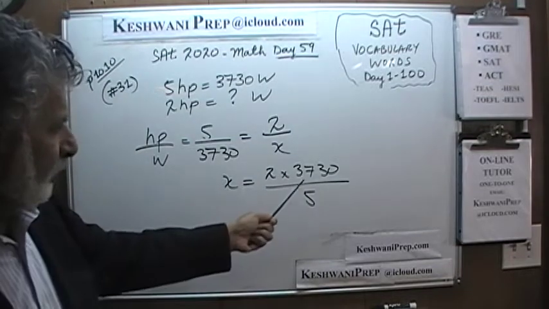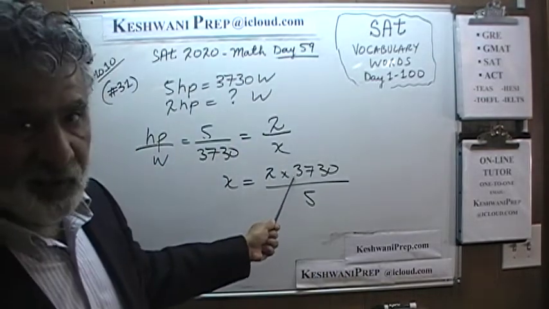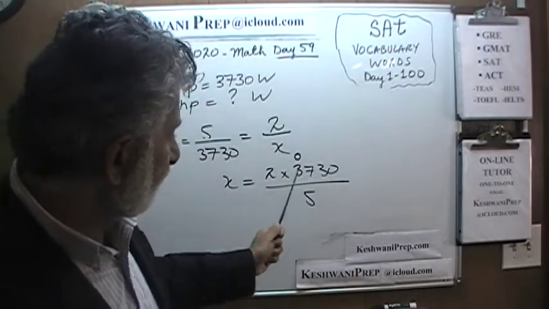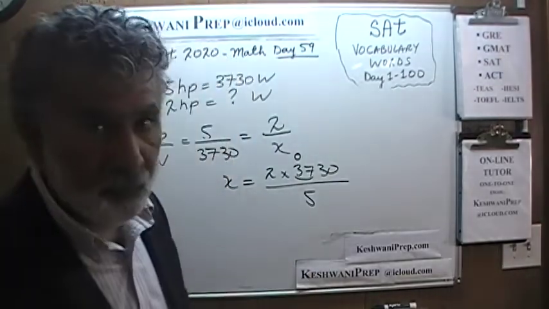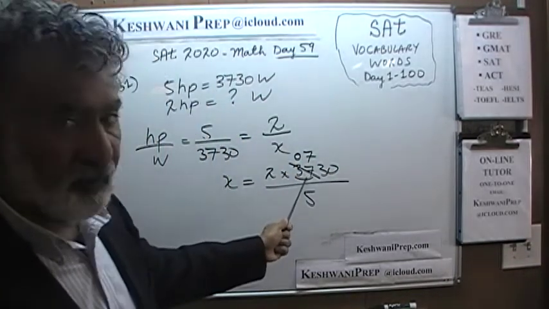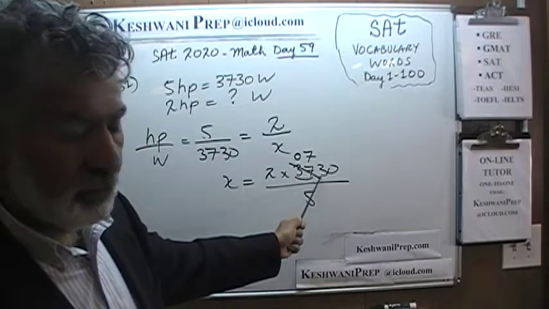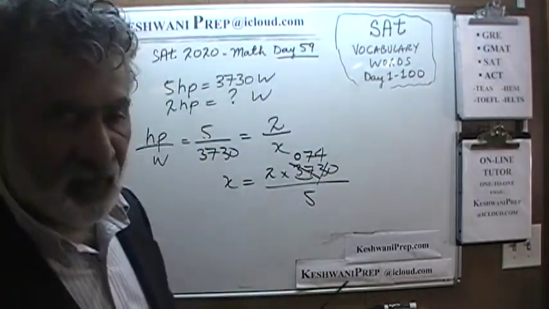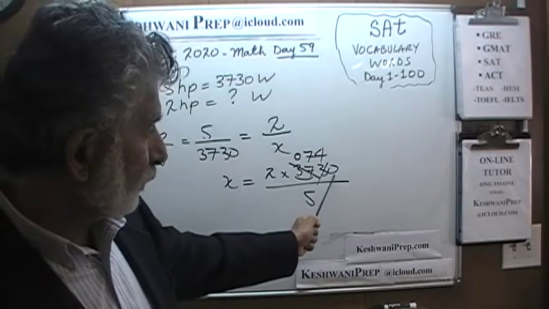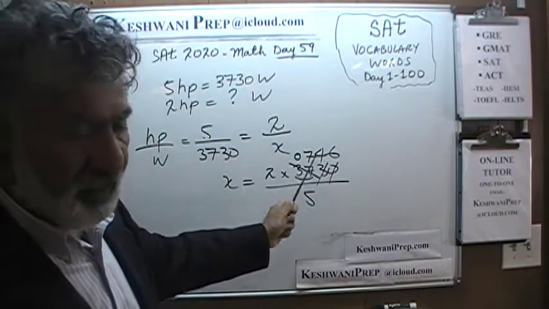Divide top and bottom by 5. We know this quantity is divisible by 5 because it ends in a 0. How many 5s does 3 have? 3 has no 5s. That 3 goes and joins a 7 and becomes 37. 37 has 7 5s. 7 5s are 35. After we take away 35 from 37, we have a remainder of 2. That remainder of 2 joins the 3 and becomes 23. And 23 has 4 5s. 4 5s are 20, and we have a remainder of 3. That 3 joins this 0 and becomes 30, and 30 has 6 5s.